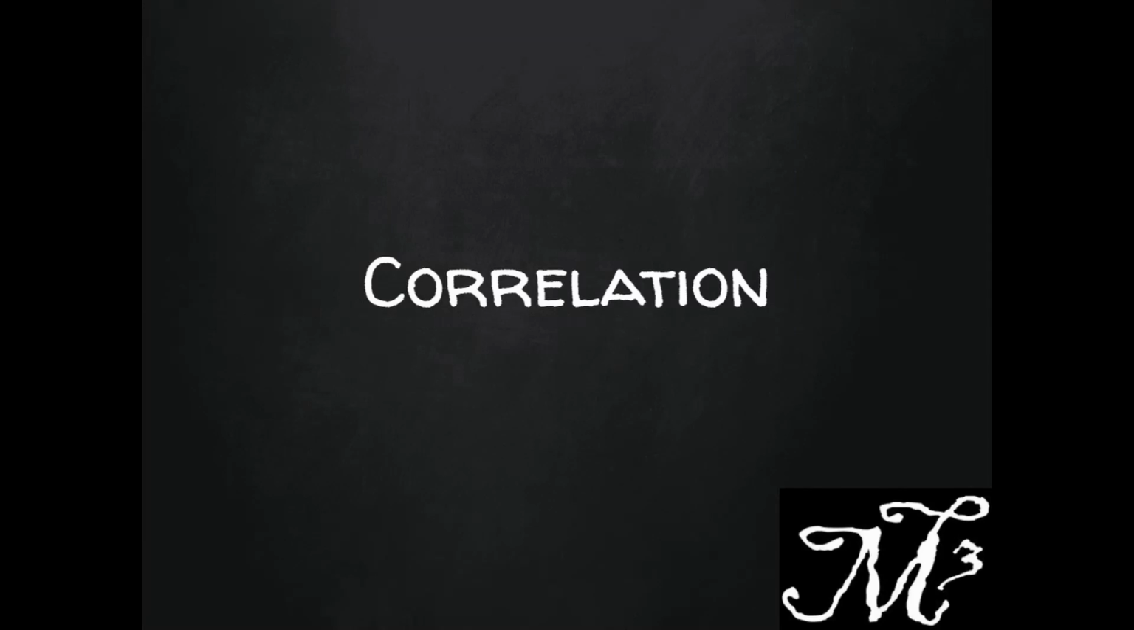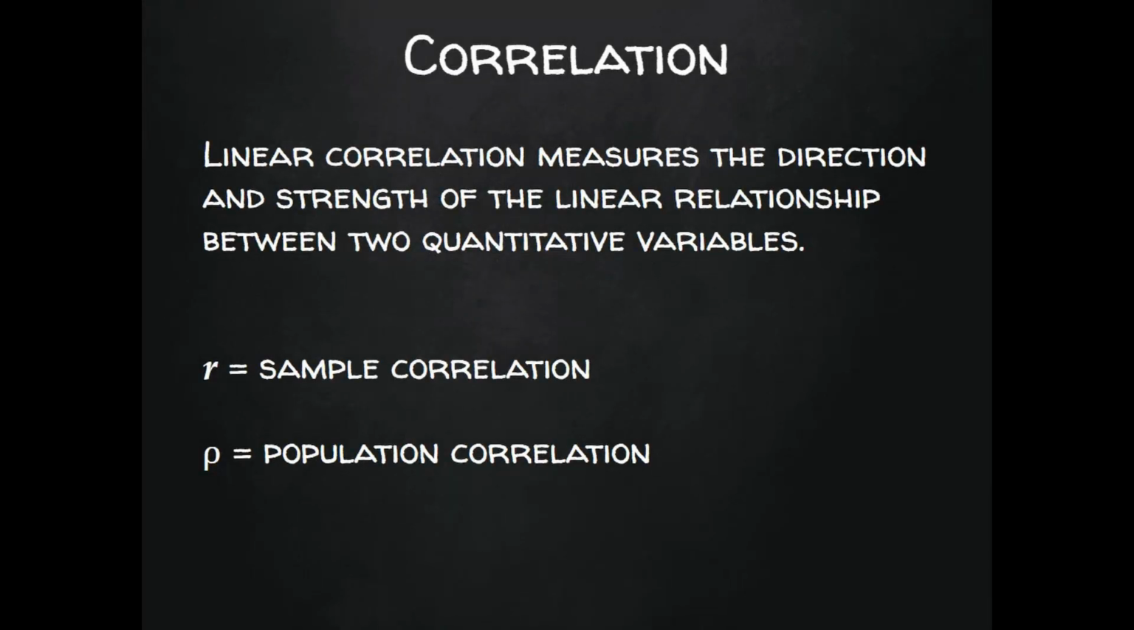Today we're going to be talking about correlation. You will recall that we discussed linear correlation previously in the course. In Chapter 10, we're going to discuss running significance tests on correlation and linear regression, and also talk about some other modeling techniques. Linear correlation measures the direction and strength of a linear relationship between two quantities or variables.